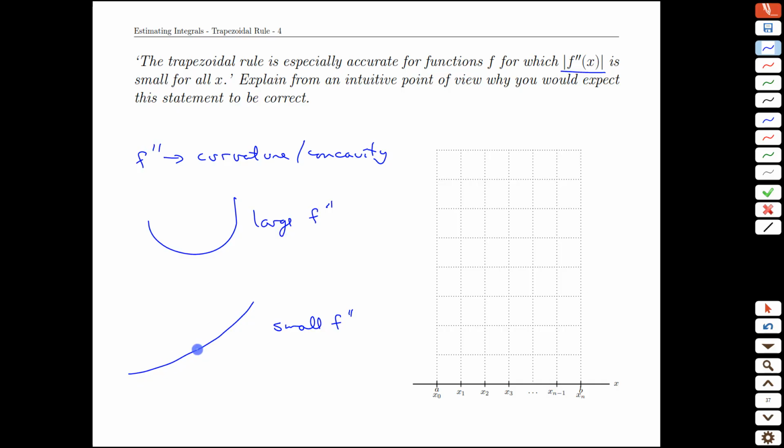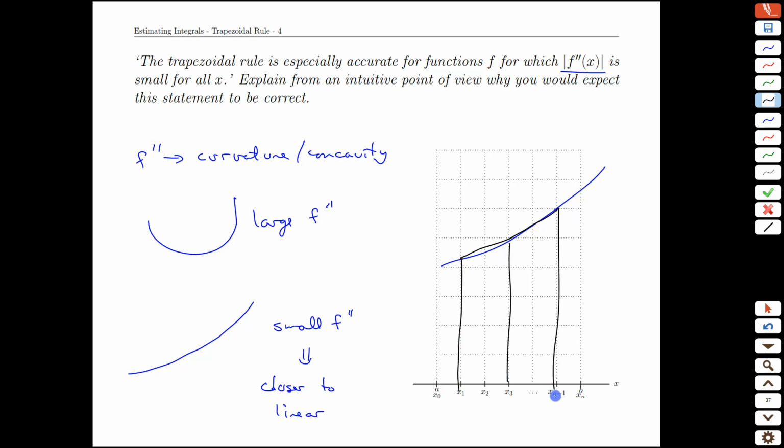Well, what do you notice here? This is closer to linear. There's less bend. What's the alternative of bending a lot? The alternative of bending a lot is being a straight line. So if we have just a gentle curve, then if we connect points on this graph with straight lines, then we get very good approximations of the area underneath. So that's just capturing the idea that the trapezoidal rule is using a linear replacement for our function, and if the function doesn't bend too much, i.e. it's linear itself in the first place, then we're going to get a very good estimate using the trapezoidal rule.